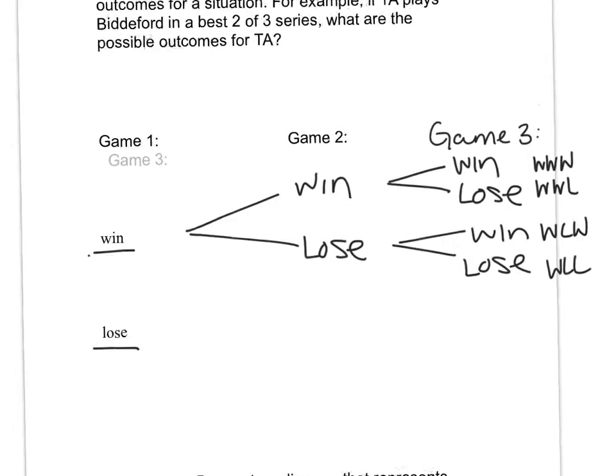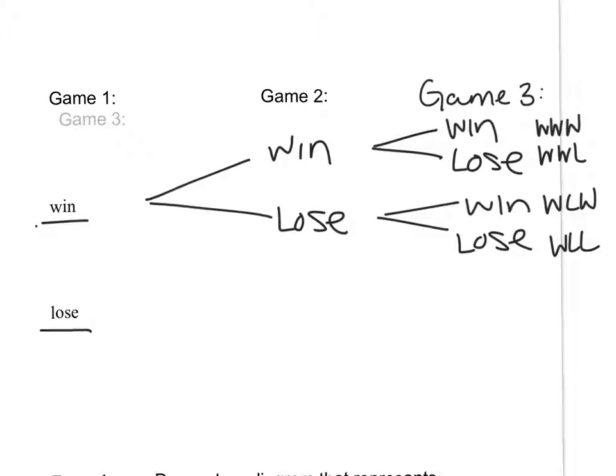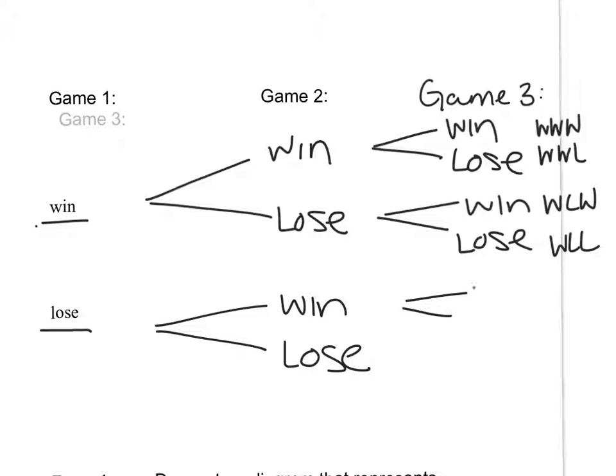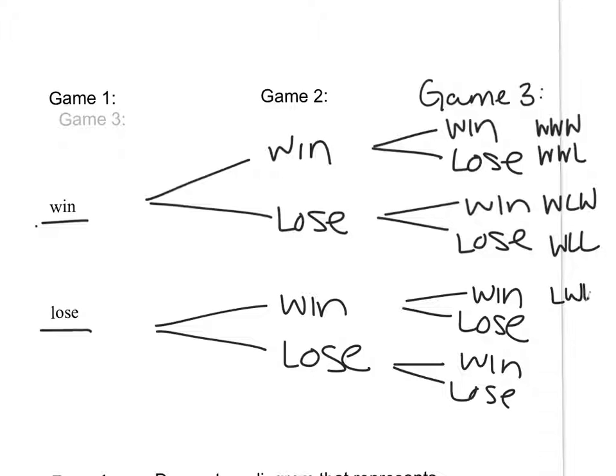So if we lose the first game, your possible outcomes are winning or losing. Then, if we lose the first game, win the second game, we could either win or lose the third. Then, if we lose and then we lose again, we still could have the options of winning or losing the last game of the series. So in the end, you have another 4 outcomes.